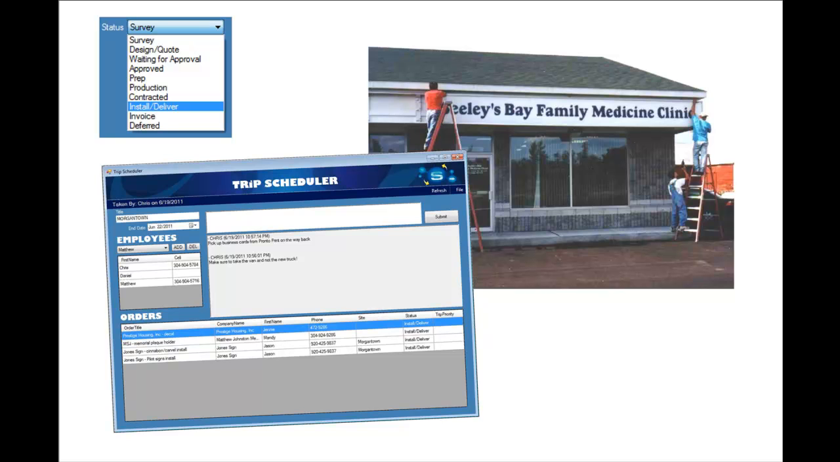Install deliver. This is the status given to an order when the order is produced and an installation date or delivery date can be set. It is the responsibility of the lead installer or delivery person to update the details log and order status upon return of installation or delivery.